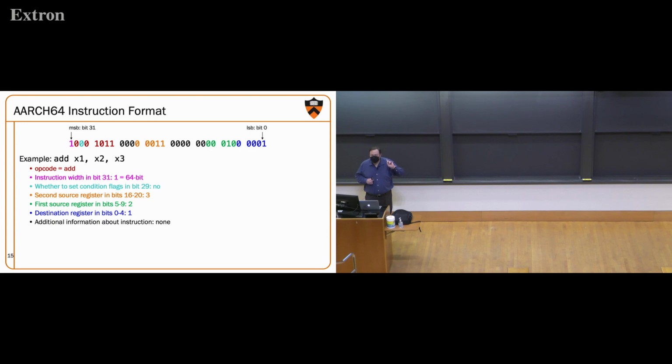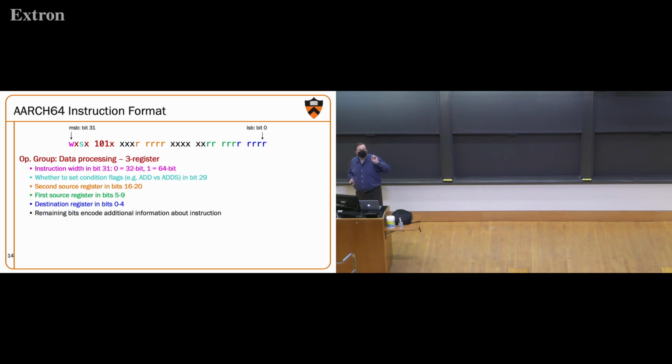In blue, we have the destination register. That's the binary 1. In green is binary 2. That's the first source. In orange is binary 3. That's the second source register. And all of the rest of the bits are 0, meaning there's no additional stuff encoded by this instruction. Okay, so just very systematically go through the bits and decipher what they mean according to this general pattern.